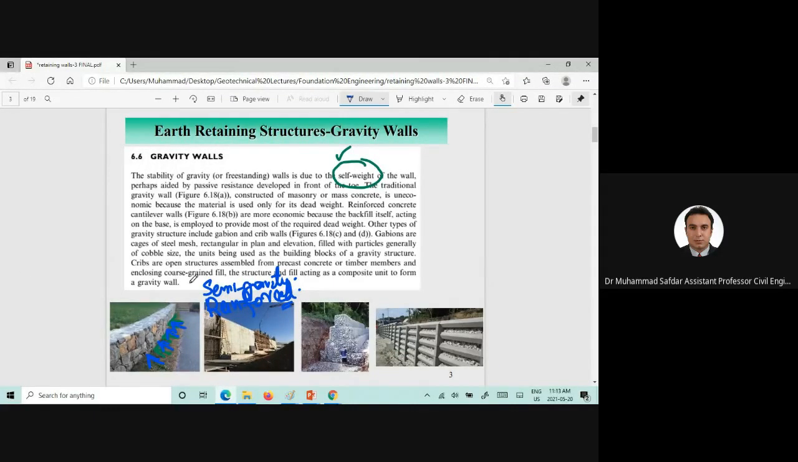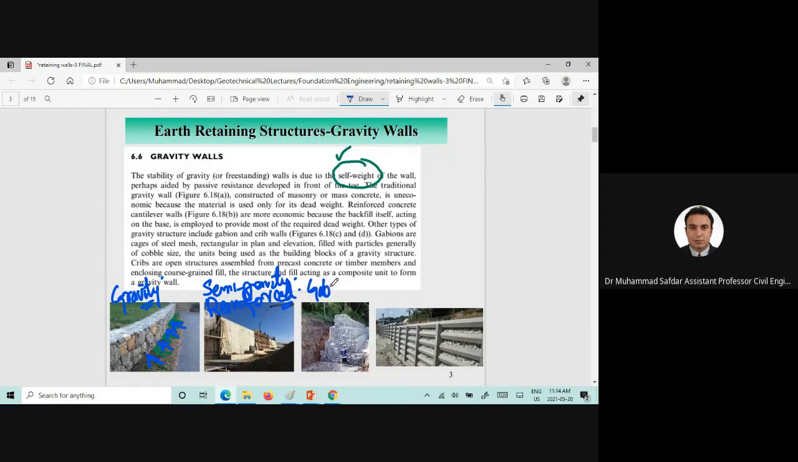So as we discussed, we usually see these types of gravity retaining walls. Basically, these are constructed of huge and large particles. Stone or masonry or even unreinforced concrete is used to construct these types of walls. Now, in order to reduce the amount of materials used for these types of gravity walls, reinforced concrete walls or semi-gravity walls are also constructed.